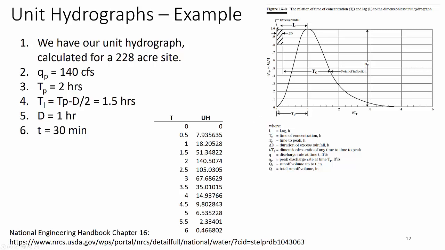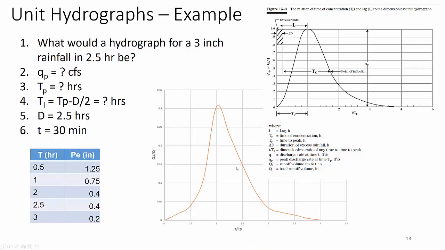T sub P is easy. From 0, the time of the rainfall, to the time of peak. T over T sub P makes this thing uniform. Q over Q sub P is easy. Q sub P is the peak flow. Easy enough, and we've got our unit hydrograph data. Let's put this in a spreadsheet and see what it looks like.